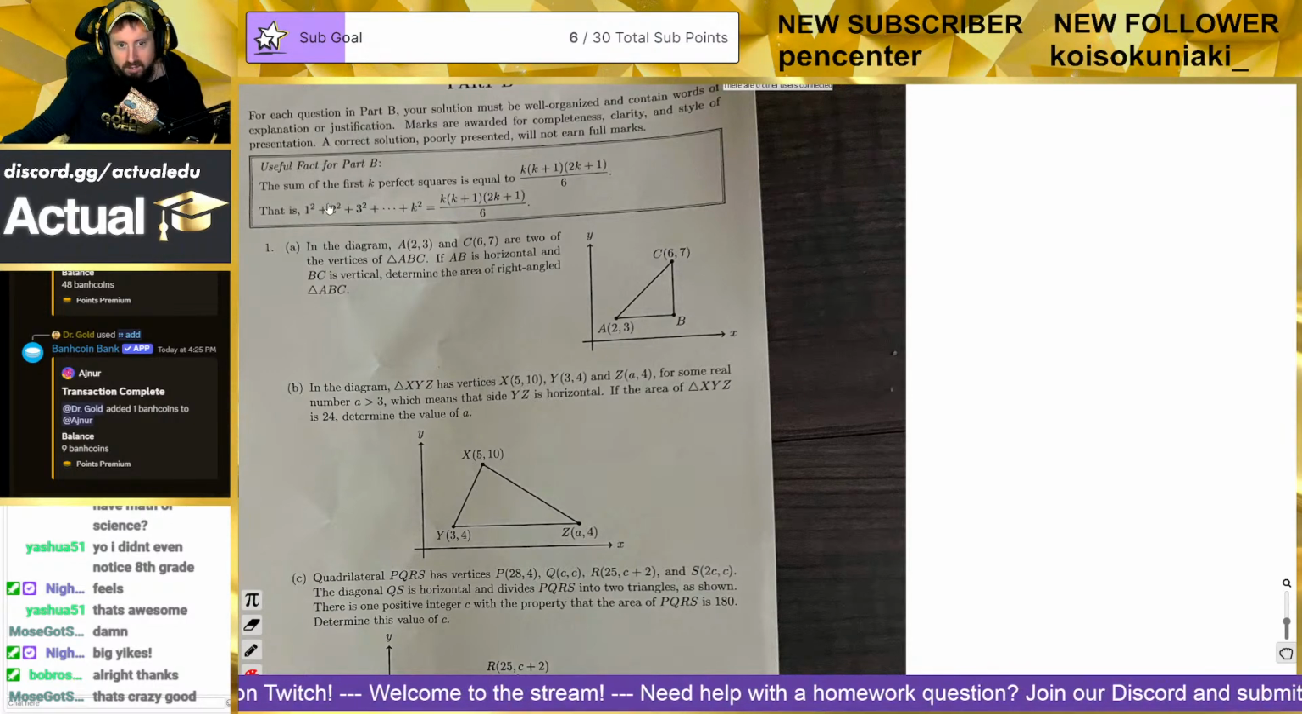Right. Okay. In the diagram, to the vertices of ABC. If AB is horizontal and BC is vertical, determine the area of the right angle.